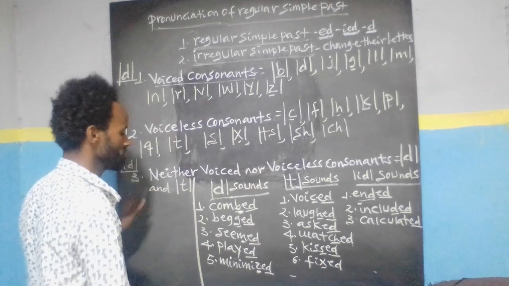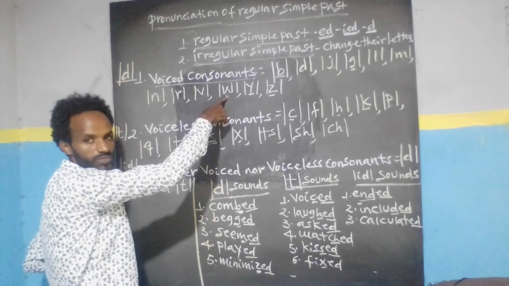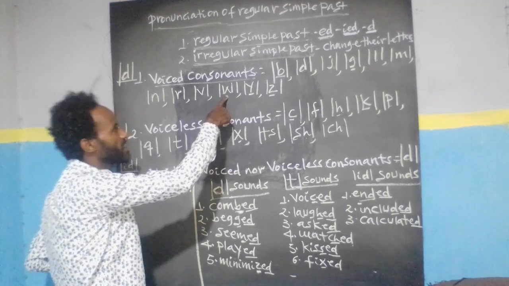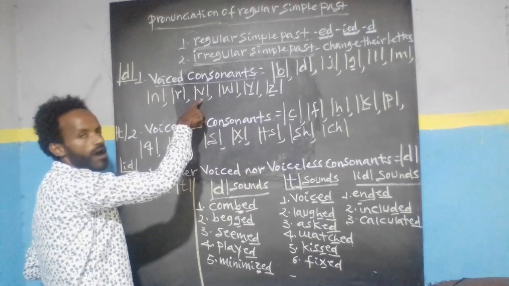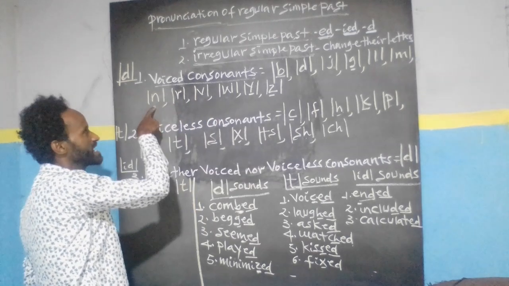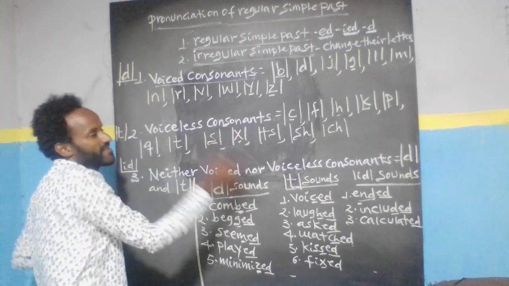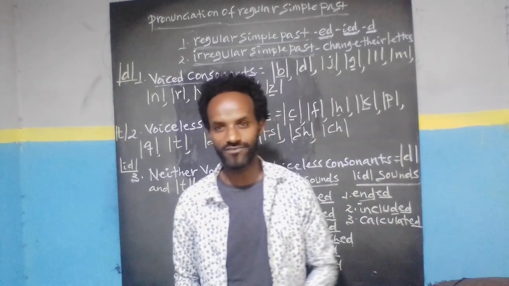And W, for example, borrow, borrowed. That's why W is a voiced consonant. Arrive, arrived. In front of ed, there are voiced letters. Refer, referred. Yes? Learn, learned. And others are the way in which we pronounce the regular and irregular verbs.